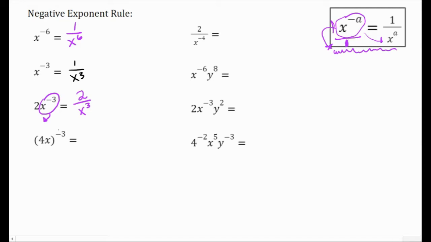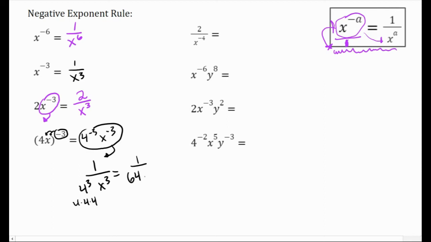Then this one here is a little bit different because I have to distribute this exponent in for each of these. So it becomes 4 to the power of negative 3 times x to the power of negative 3. Now, in this case here, since they're both negative, they're both going to be thrown into the denominator. So it becomes 1 over 4 to the power of 3, x to the power of 3. And anytime we have an actual number here that has an exponent, we can simplify that by actually doing 4 times 4 times 4. So our final answer for this one should be 1 over 64 x to the power of 3.